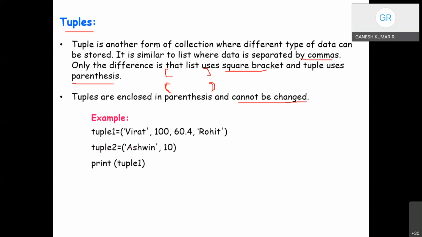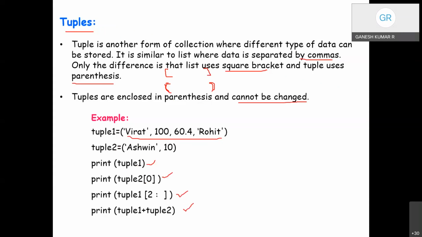It also supports the same operations. The print function will display all the items, so instead of square brackets, we have parentheses in the output because it is a tuple. Print tuple will display the complete tuple. Printing, indexing, slicing, concatenation and repetition are all common. So list and tuples are almost similar, except for one difference, that is the parentheses.